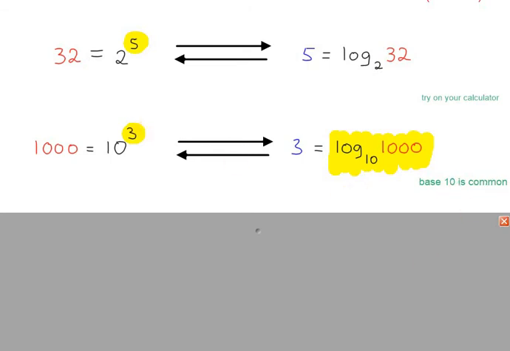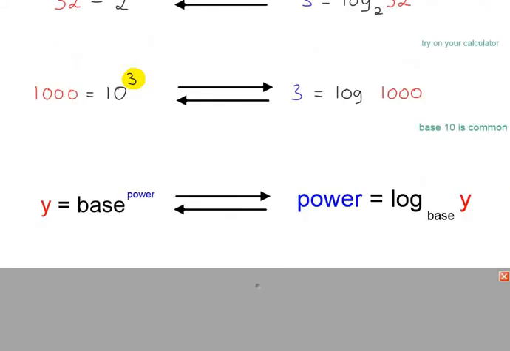Now base 10 is a common base, so sometimes we don't write it in. So if you see log 1000, then the base there is 10. So if the base is missing, it's usually 10. In word form, the conversion is like this, and these are equivalent to each other. So you might have something in exponential form and for the solution to a problem, it may be easier to write exactly what you've got but in log form. Or you might have something in log form and you want to write it in exponential form because it's easier to solve a problem when it's in exponential form.